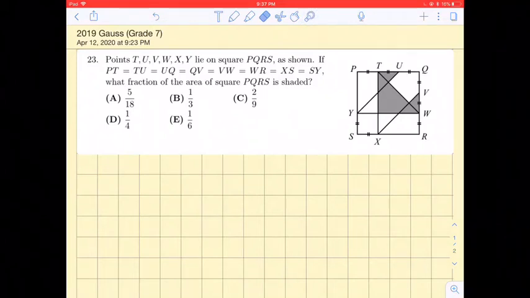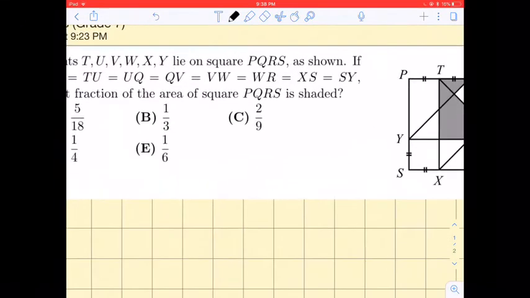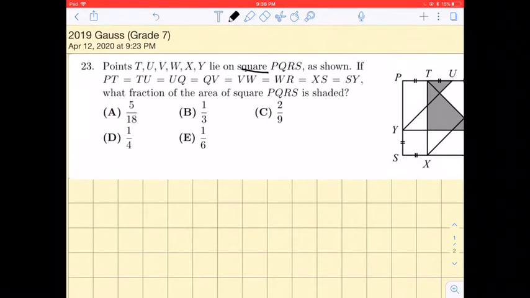Okay, so this is question number 23 from 2019 Gauss grade 7. Points T, U, V, W, X, Y lie on square PQRS. We notice that PQRS is a square as shown. If PT equals TU equals UQ equals QV equals VW equals WR equals XS equals SY, what fraction of the area of square PQRS is shaded?